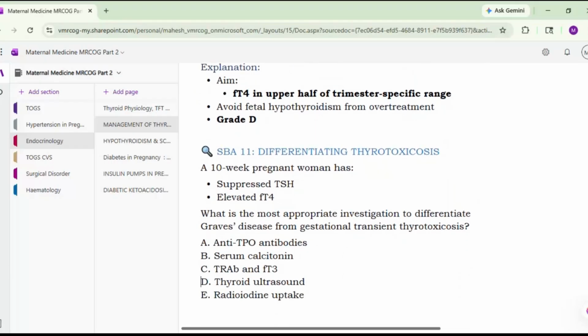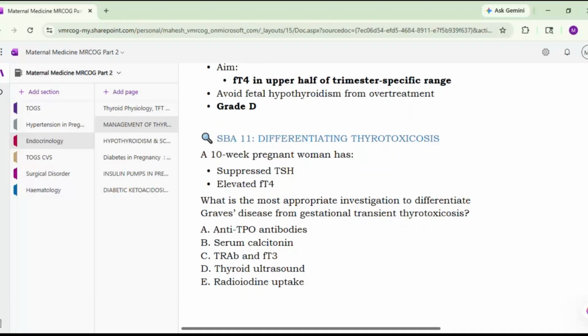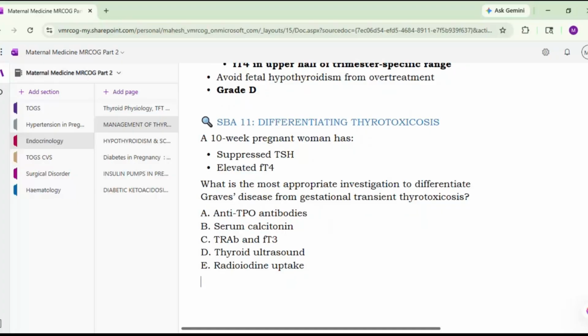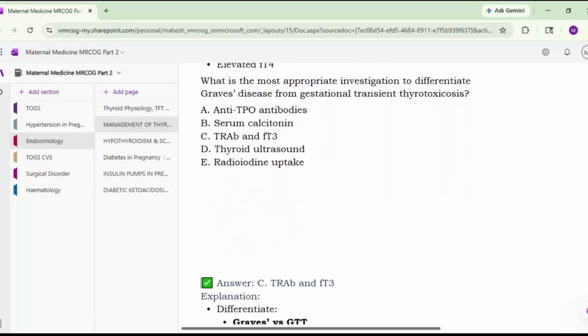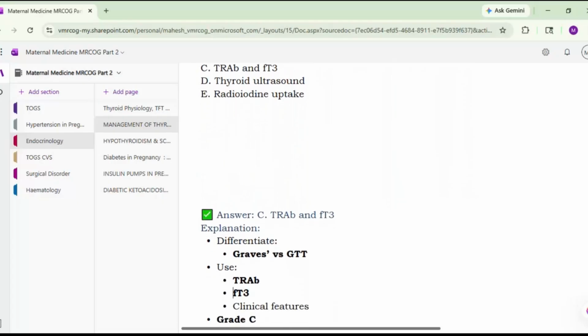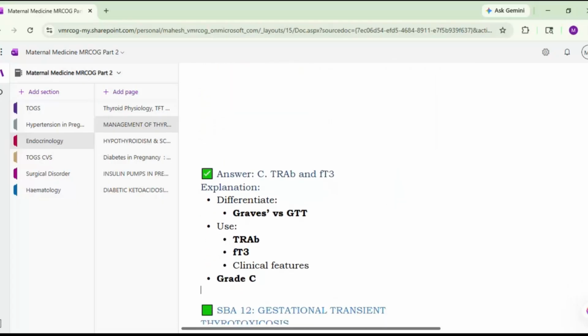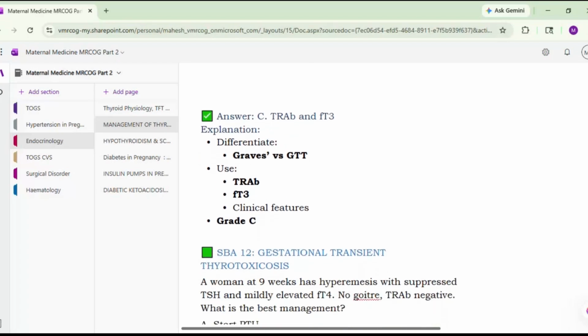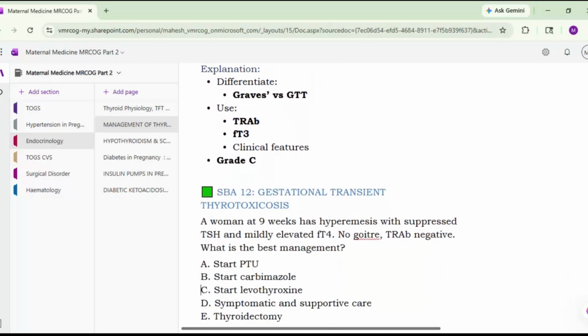A 10-week pregnant woman has suppressed TSH and elevated free T4. What is the most appropriate investigation to differentiate Graves' disease from gestational transient thyrotoxicosis? A. Anti-TPO antibodies. B. Serum calcitonin. C. TRAB and free T3. D. Thyroid ultrasound. E. Radioiodine uptake. It is C, thyroid receptor antibody and free T3. TRAB and FT3 will differentiate between Graves' and GTT, because there will be a disproportionate increase in the FT3 and TRAB will be positive.